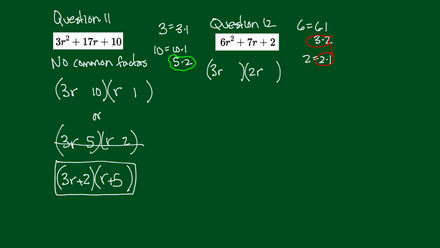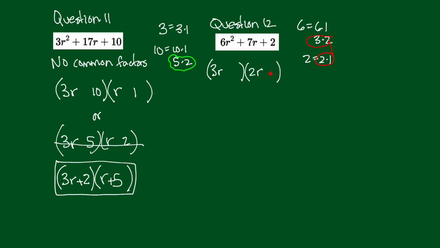Now, the only way to get that 2 is with that 2 and a 1. But here's what I know for sure. So first I'm asking, where do I put the 2 and where do I put the 1? Do I put the 2 here and the 1 here? Or do I put the 1 here and the 2 here? I don't know until I give it a little bit of thought. And here's what I know.